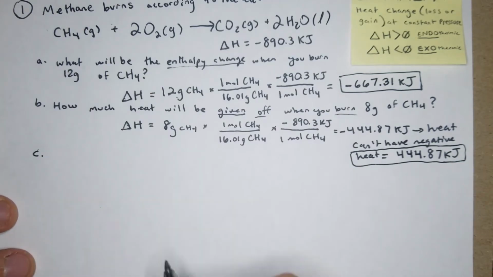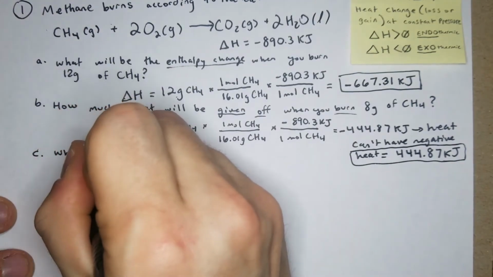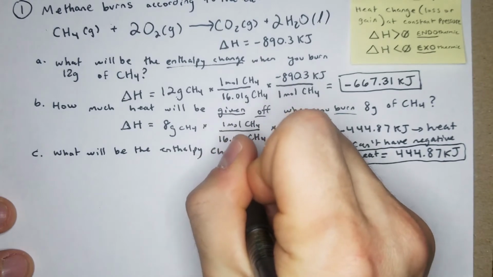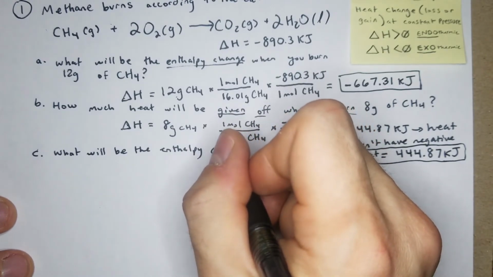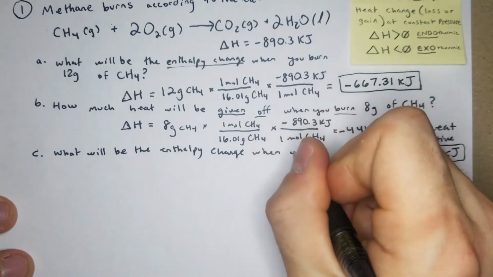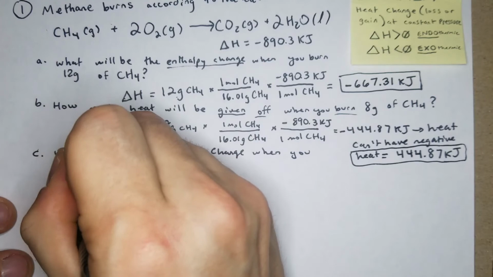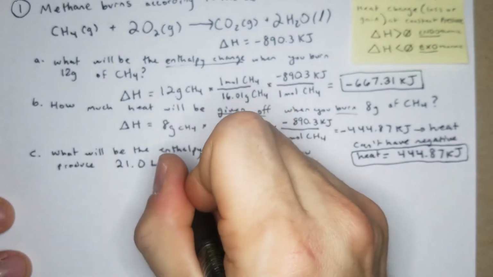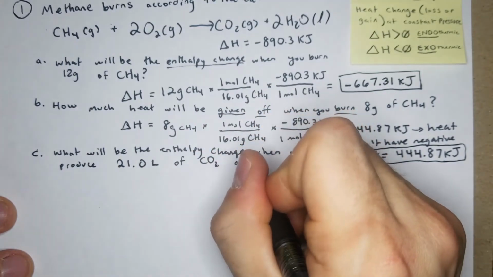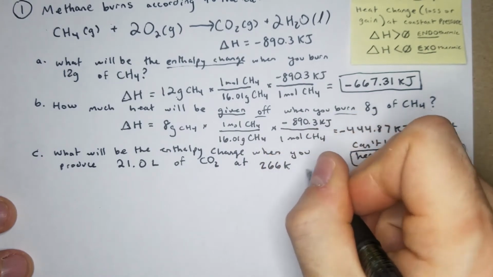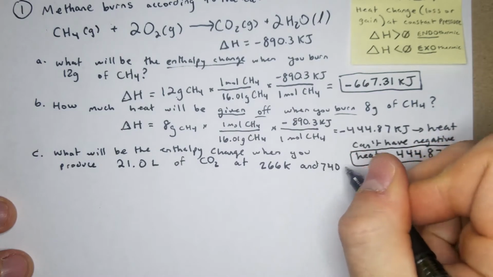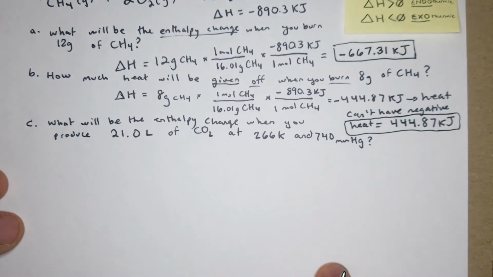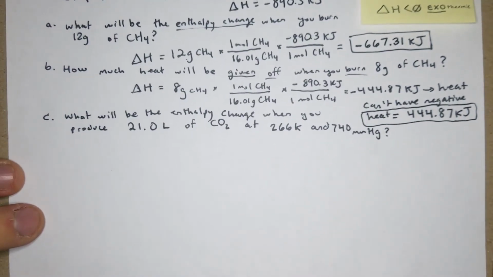C, we'll say, what will be the enthalpy change when you produce 21.0 liters of CO2 at 266 Kelvin and 740 millimeters of mercury. So this is going to be a really tricky problem, I think, if you're the type that only studies for the exact concept that you're learning.